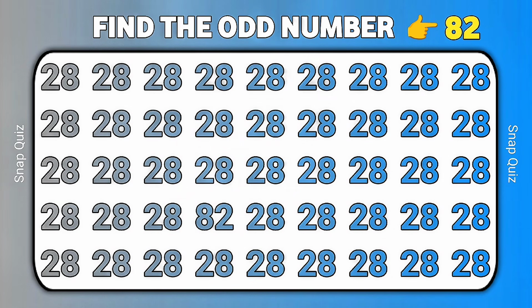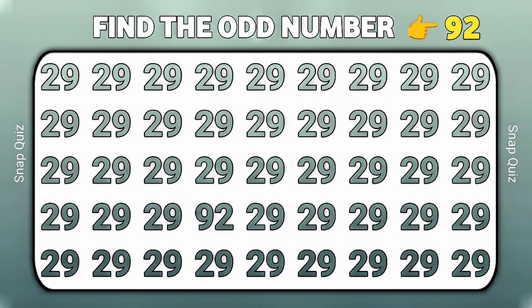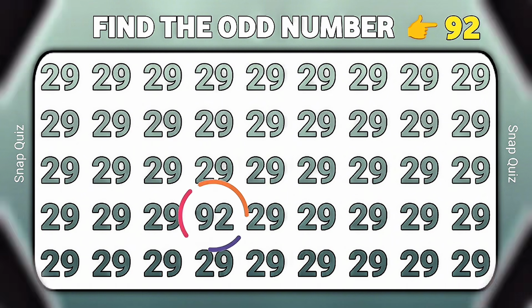Only sharp eyes can find the number 82 within given time. Yes, it is right here. You got it. Anybody can spot the number 92 within time. Well done, you found it.